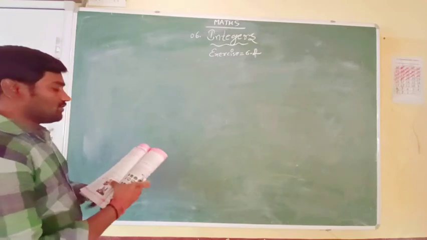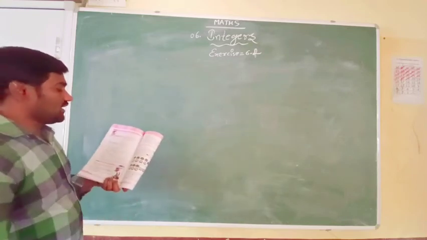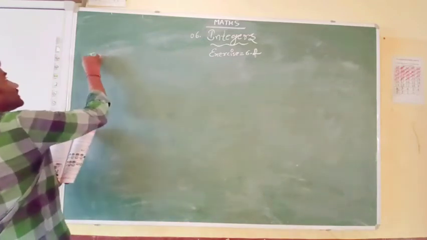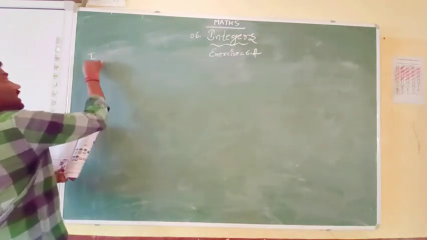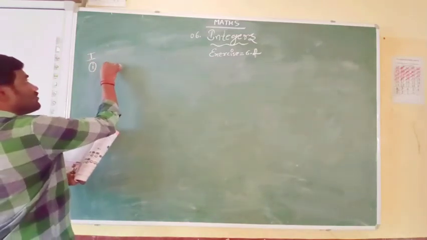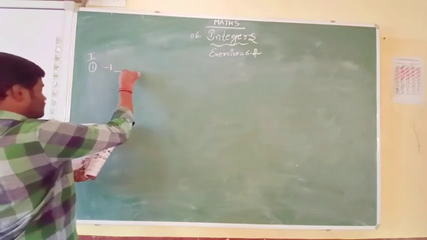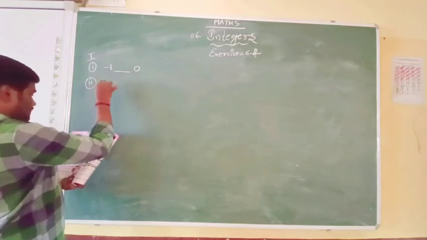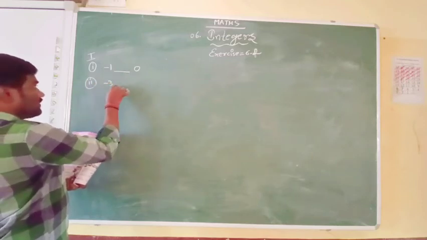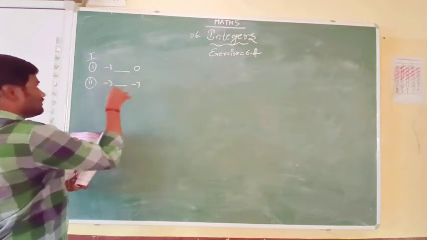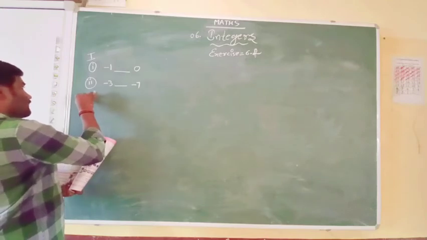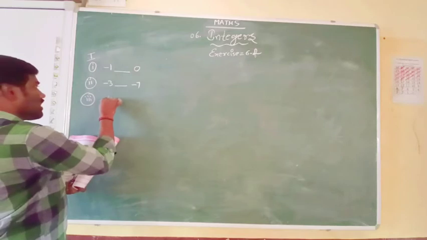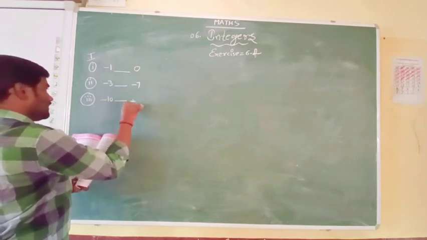Put the appropriate symbol, greater than or less than, in the space given between the two integers. Here in the first bit we have to write greater than and less than symbols. When you are able to compare, you can write. Okay, I will be writing some questions here, all the questions. Minus 3 dash minus 7. Here the third one, minus 10 dash plus 10.